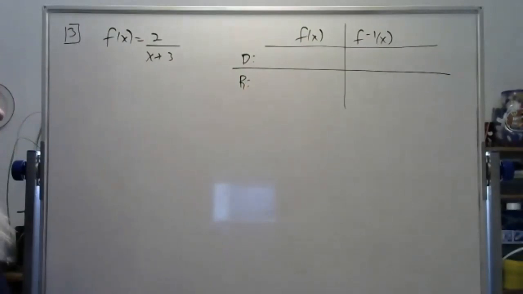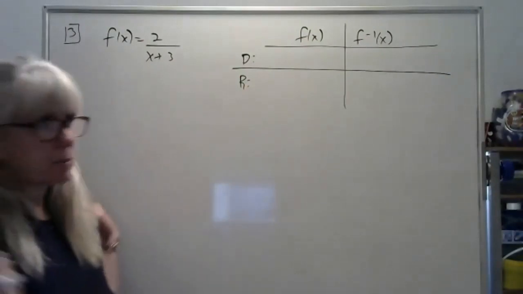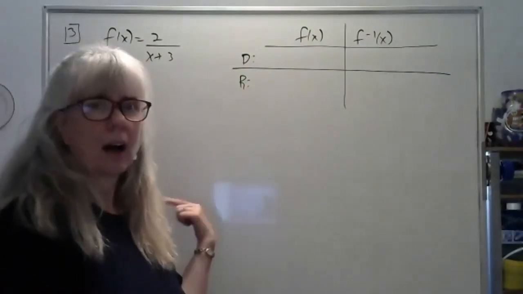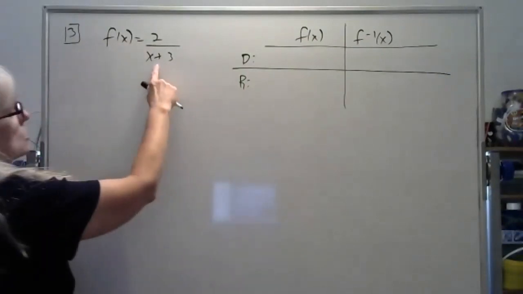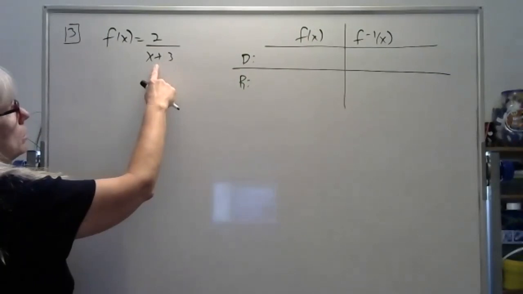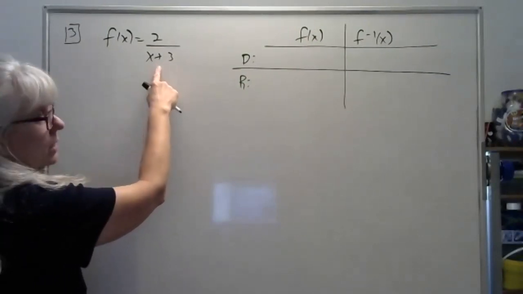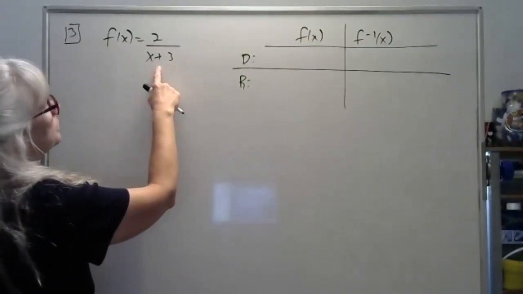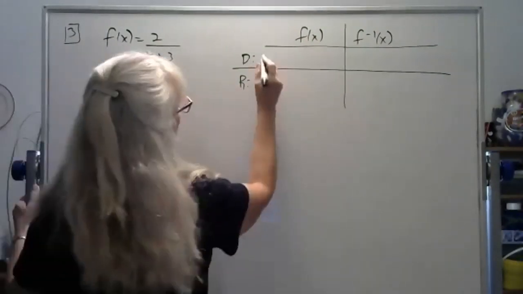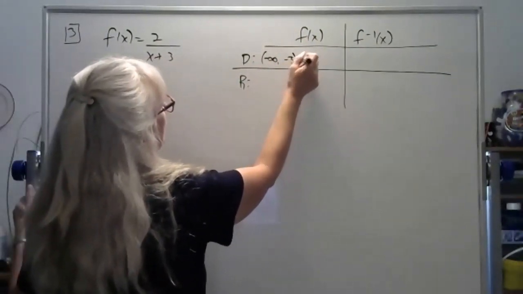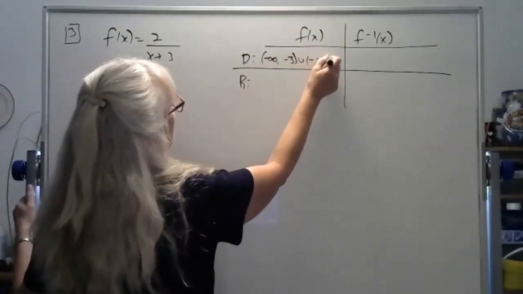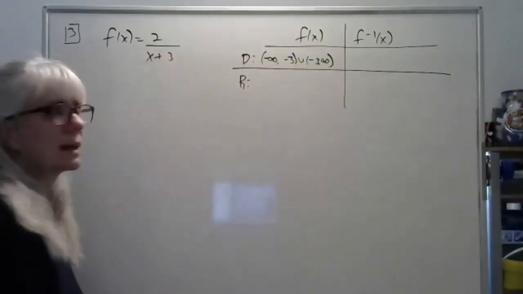Okie dokie. So this goes back to chapter 5, when we graphed rational functions. So what number can you not use in the domain of this, what number can you not use in the denominator of this function? Negative 3. Yep. So we're going to say negative infinity to negative 3 and negative 3 to infinity. Beautiful. So that is easy.